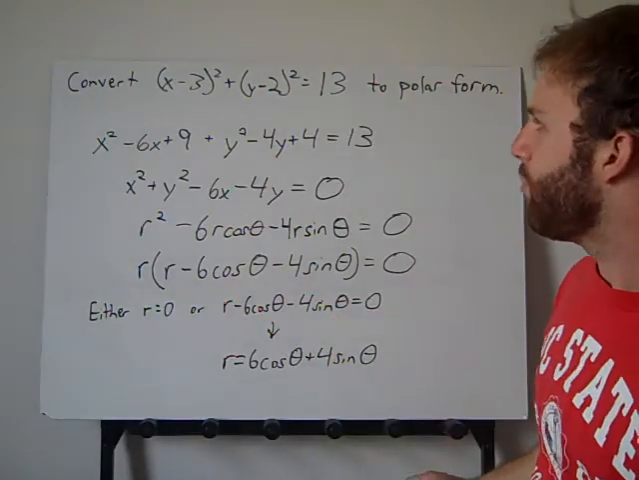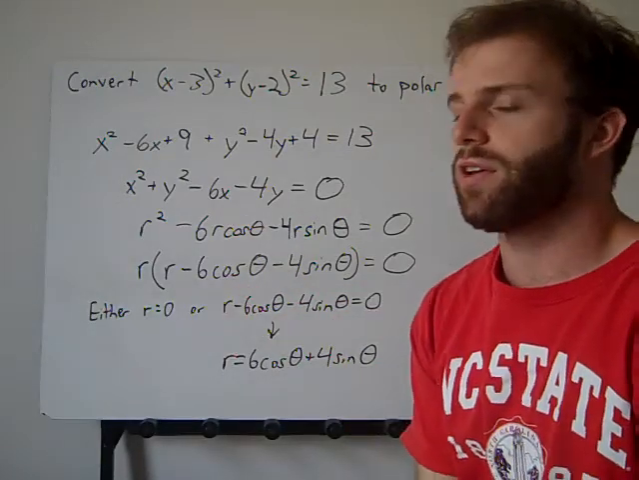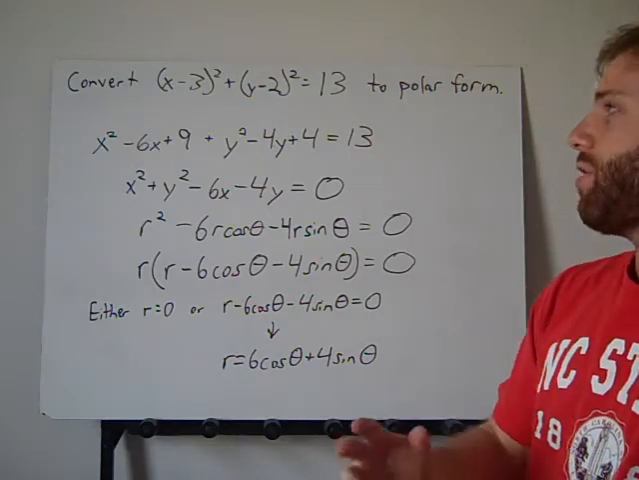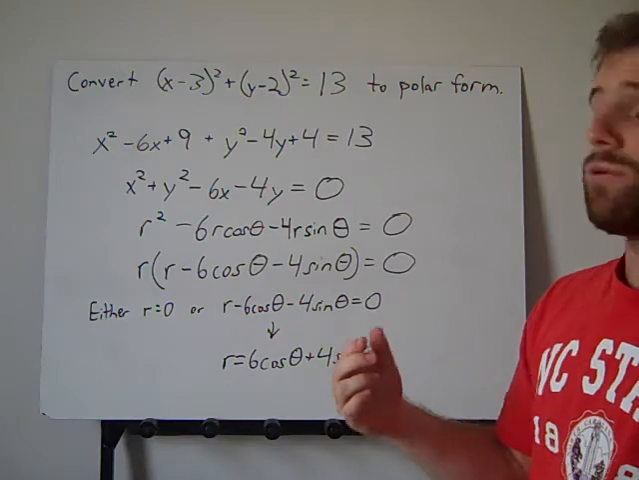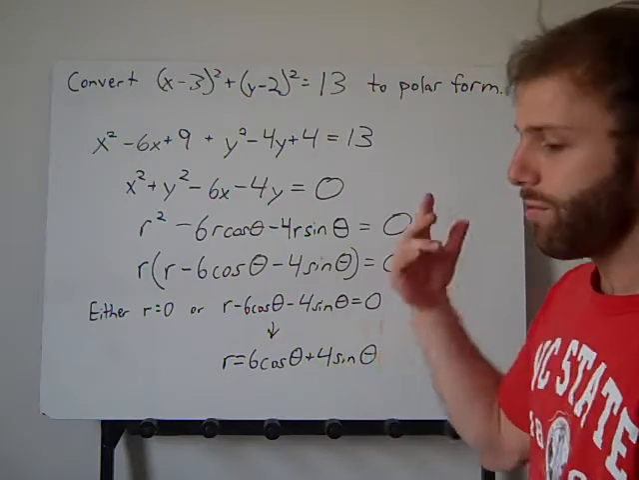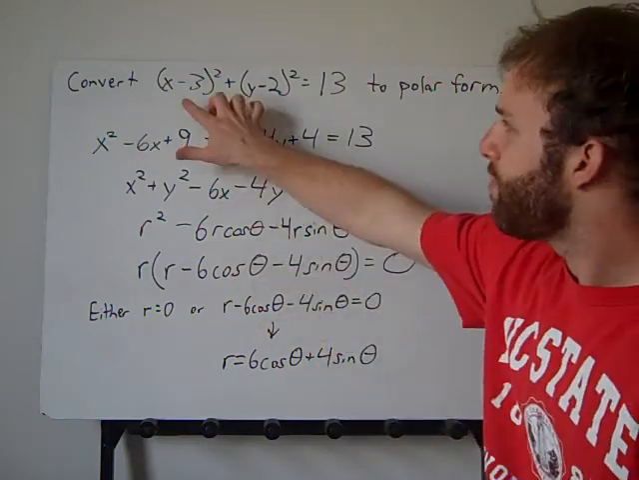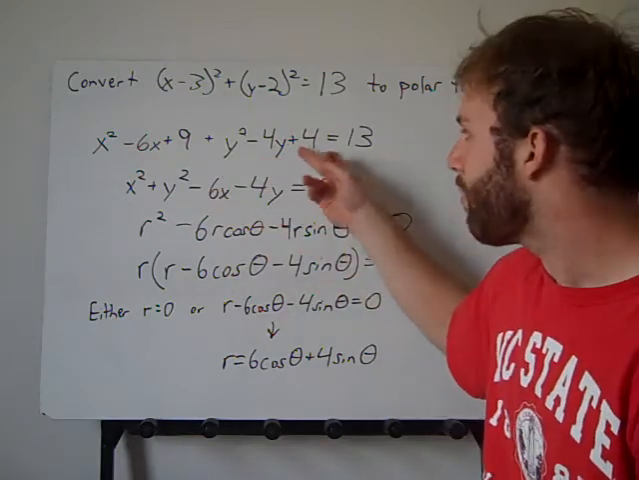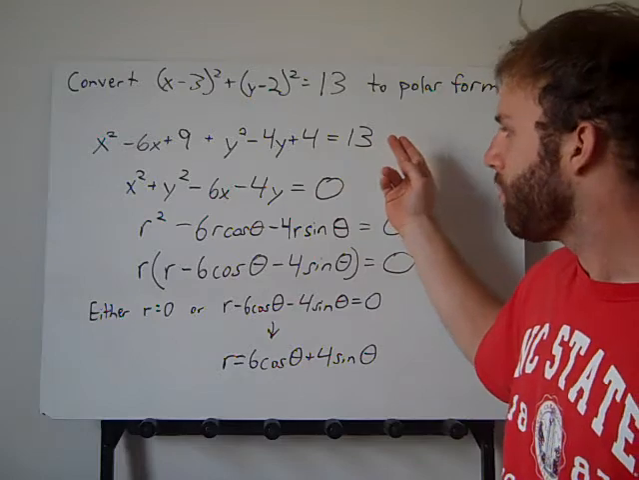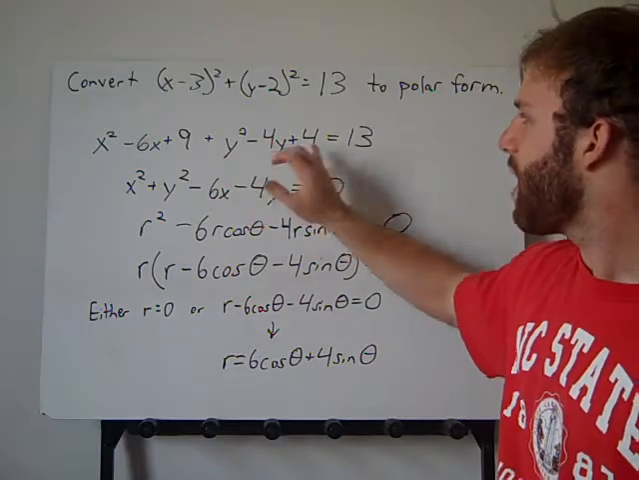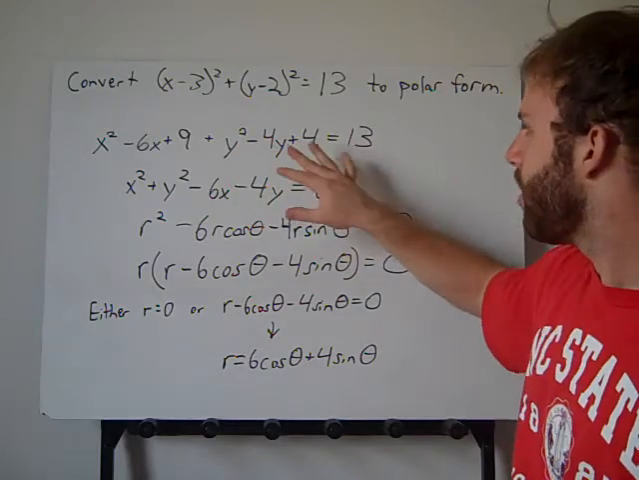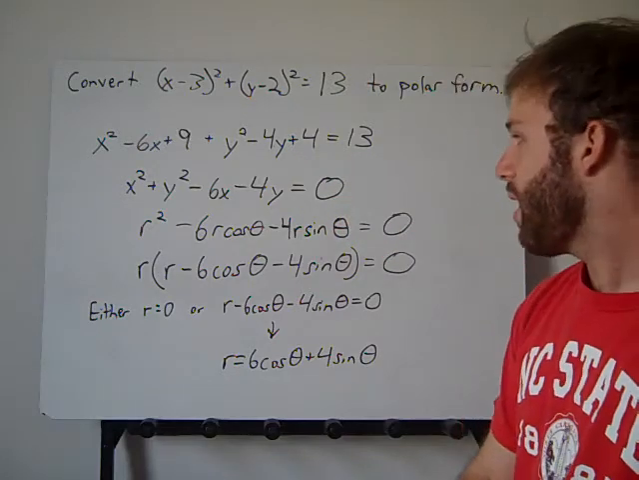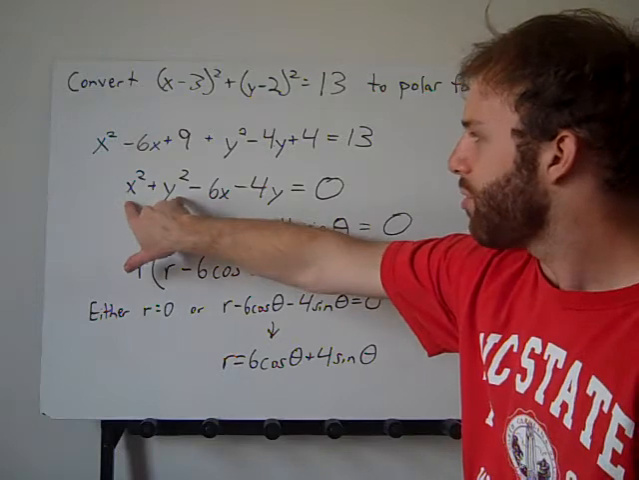Okay, so now here's an example where we're given the Cartesian equation and we want to find the polar form of it. So we've got x minus 3 squared plus y minus 2 squared equal to 13, and we're converting that to polar form. Let's go ahead and expand these out. So we've got x squared minus 6x plus 9 and y squared minus 4y plus 4, still equal to 13. 9 and 4 are going to add up to 13, so we'll take 13 from both sides, giving us 0 over here. And now we've got x squared plus y squared.